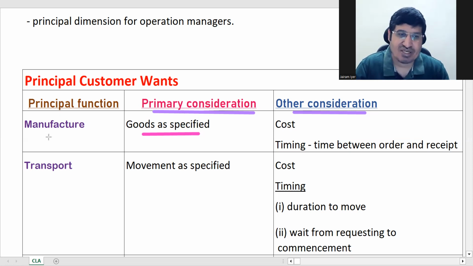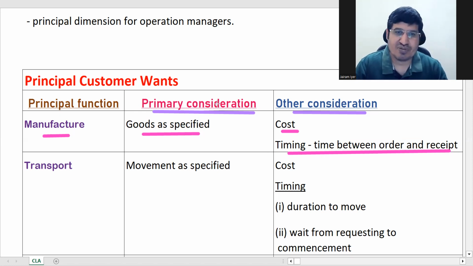For manufacture, it's goods as specified. The other consideration is, apart from this specification, here you will find cost and timing. So this is cost. The other consideration is cost and timing. What is timing? Time between order and receipt. Time between order and receipt is the time.